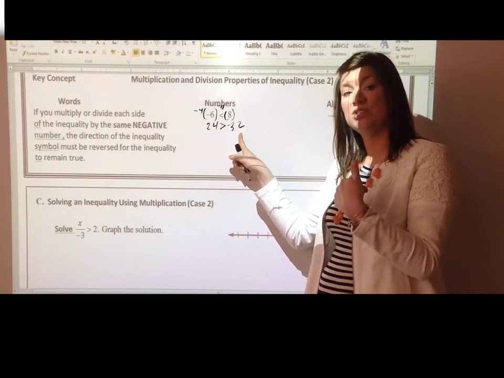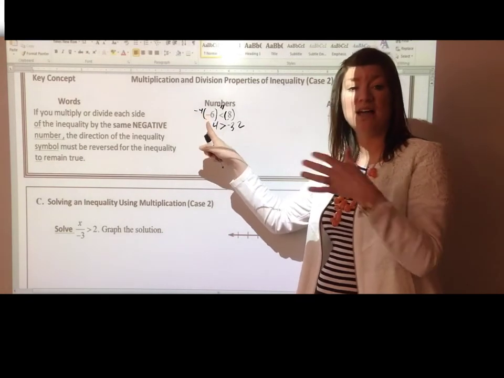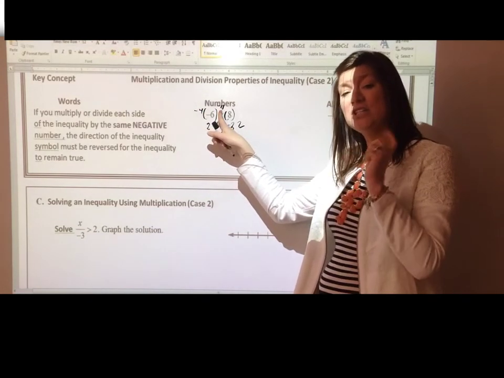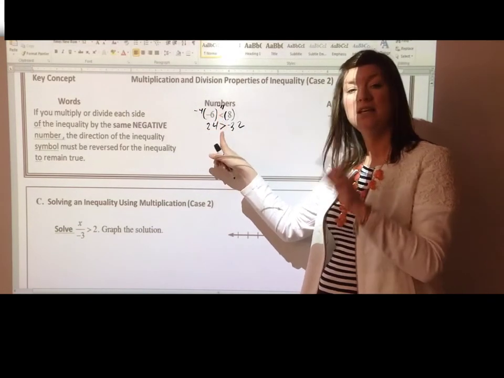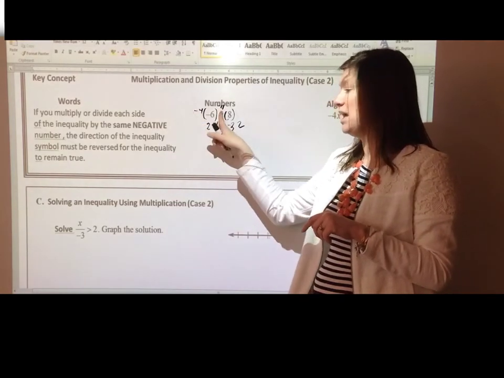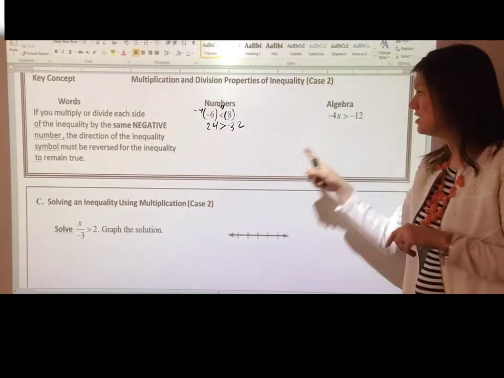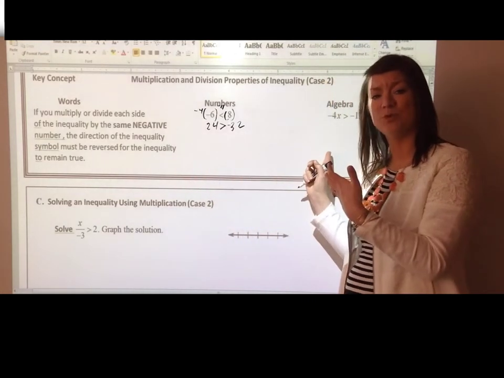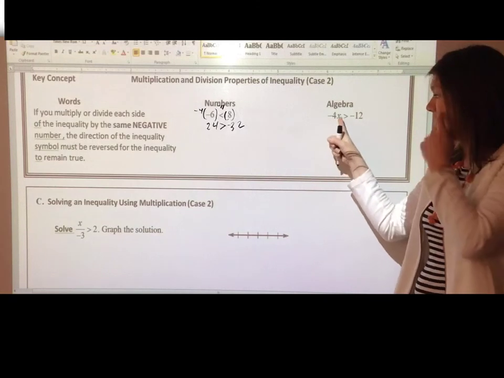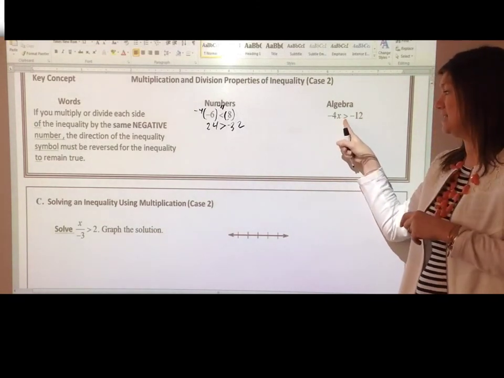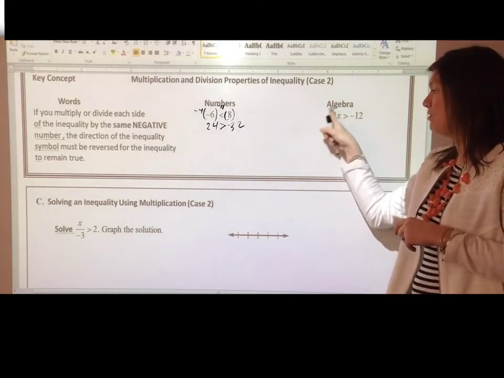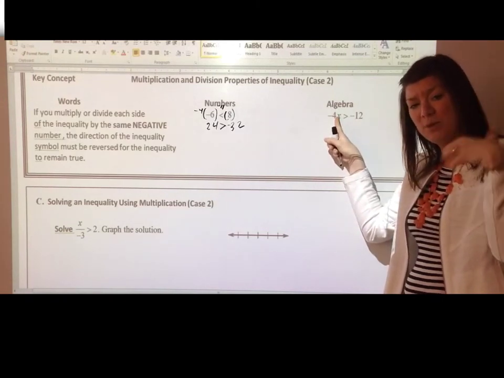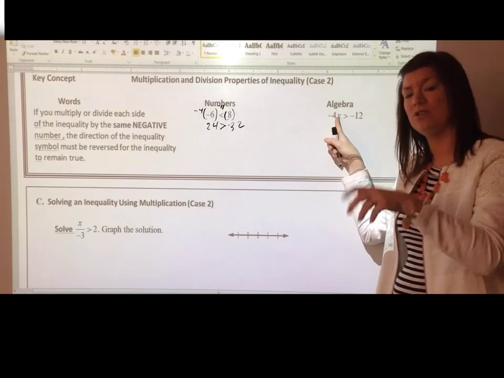So overall, in Case 2, when you multiply or divide, remember it works for both, multiply or divide by a negative number, you need to reverse the direction of the sign. This only happens when you're multiplying or dividing by a negative number. So let's take that idea of when we're multiplying to reverse the direction and change it into algebra now, using a letter of the alphabet. So now I have a negative 4x is greater than negative 12. So now that coefficient is negative, and I need to remember with inequalities and dividing or multiplying by negative numbers, I need to reverse the direction of the sign.